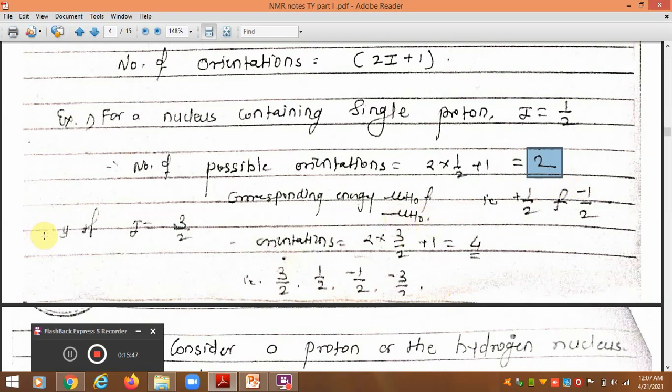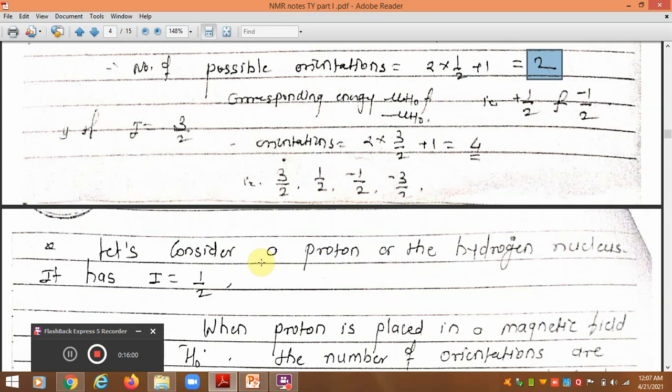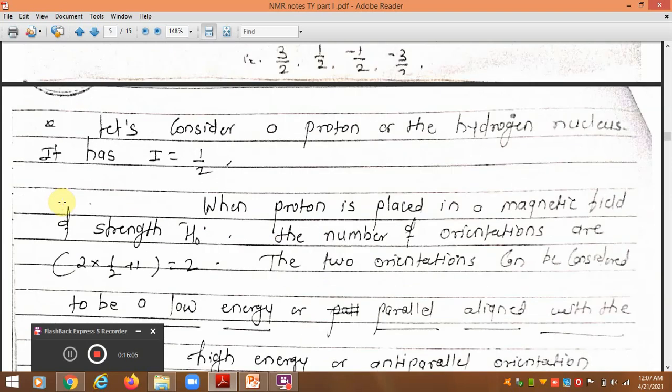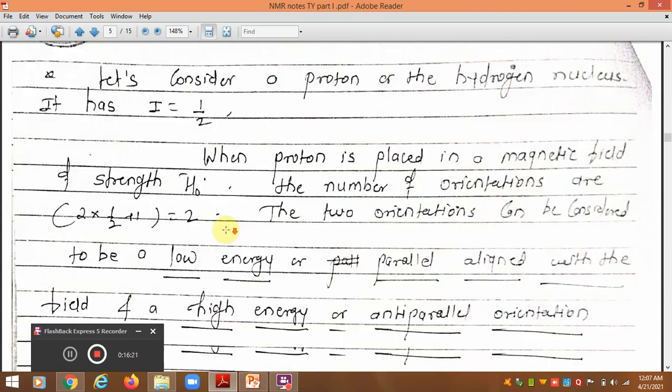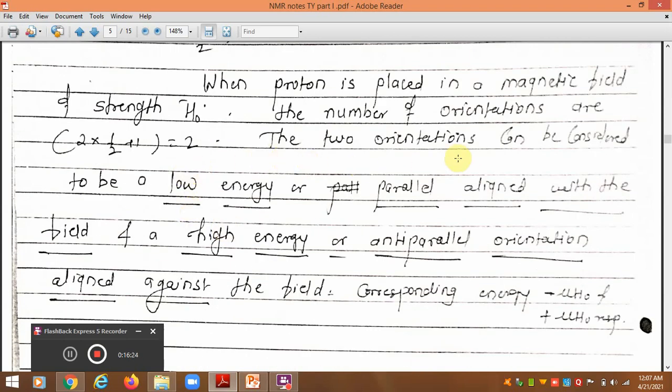Instead of this, if the spin quantum number of the given nucleus is 3 by 2, then the number of orientations will be 4, corresponding to 3 by 2, 1 by 2, minus 1 by 2, and minus 3 by 2. So these are the different orientations of a spinning nucleus in the presence of an applied magnetic field. For example, we will discuss the proton present in the hydrogen nucleus. Hydrogen has only one proton, so its spin quantum number is 1 by 2, and when placed in the magnetic field, it has two orientations.